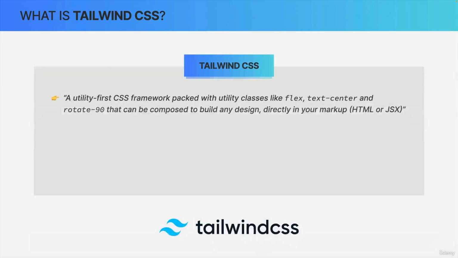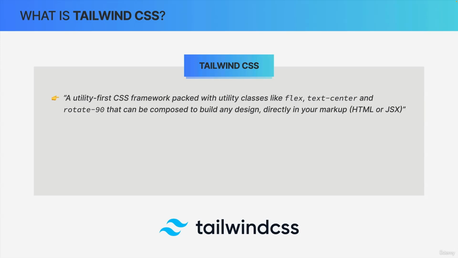So what is Tailwind CSS, or Tailwind for short? Well, I think there is no better way of defining Tailwind than the description that they have on their own website, which says that Tailwind is a utility-first CSS framework packed with utility classes like Flex, Text Center, and Rotate 90, among many other classes that can be composed to build any design directly in your markup. So right in your HTML or JSX.